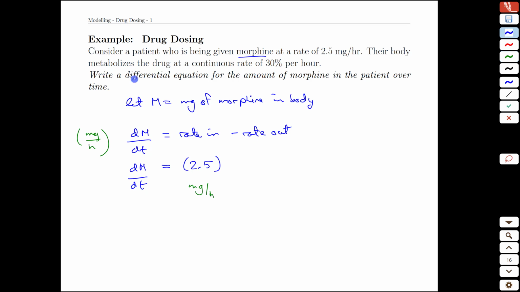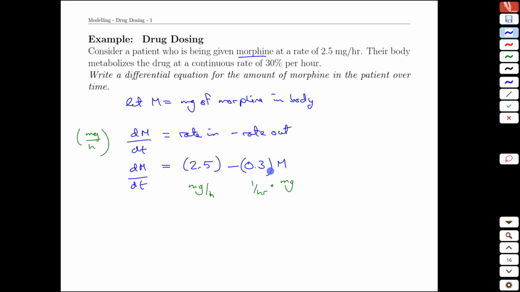The other element is the loss of morphine, and we're told that it's coming from the fact that the body metabolizes the morphine and breaks it down into something else. This 30% per hour is a multiplier of 0.3 times the current level of morphine. Notice this is sort of a percent per hour or a fraction per hour, so it has units of 1 over hours. And if we multiply that by the current number of milligrams of morphine in the system, it's 30% of the current level, so a product makes sense. We're also going to get units of milligrams per hour.